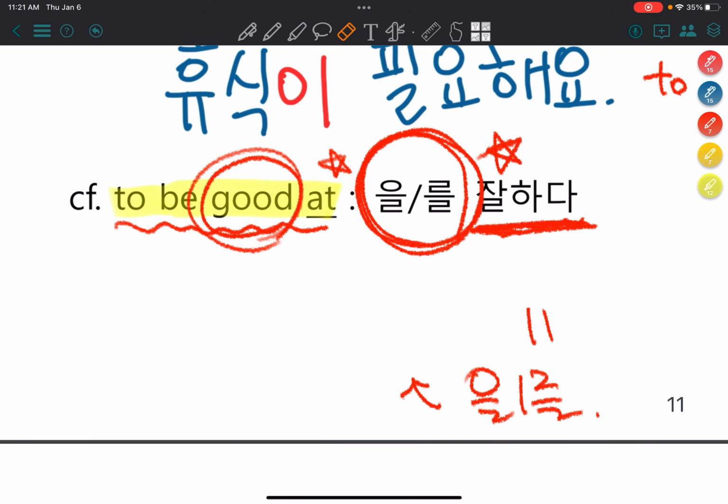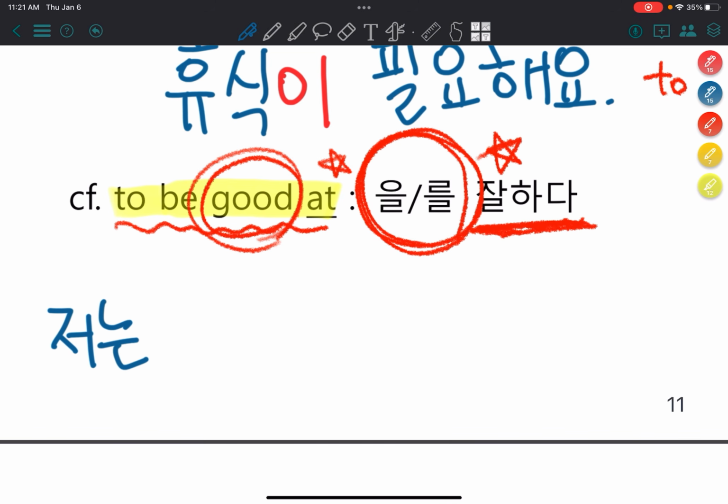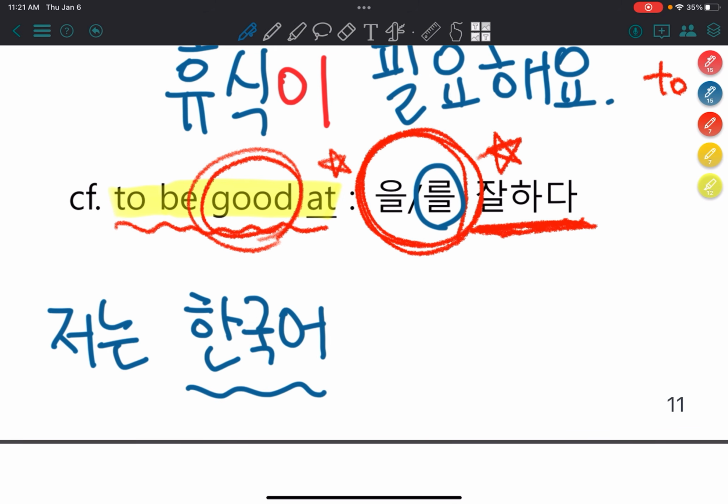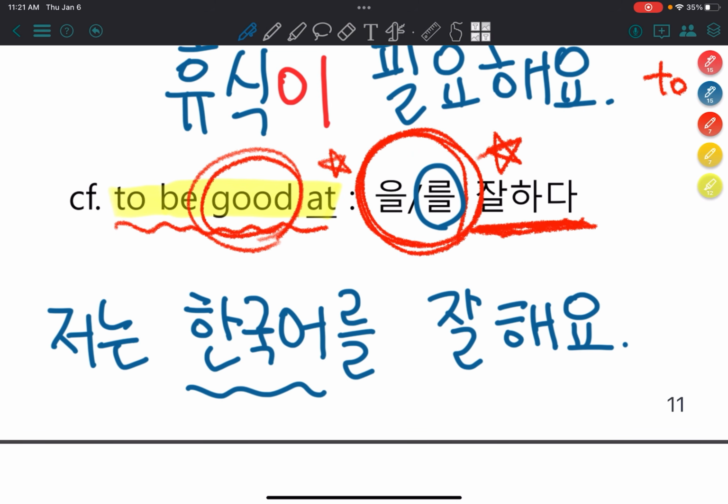So for example, if you want to say I am good at Korean, like I speak it fluently, you can say 저는 한국어, which means Korean, and then you can mark it with 를. 저는 한국어를 잘해요.